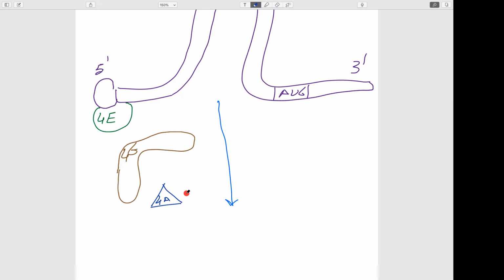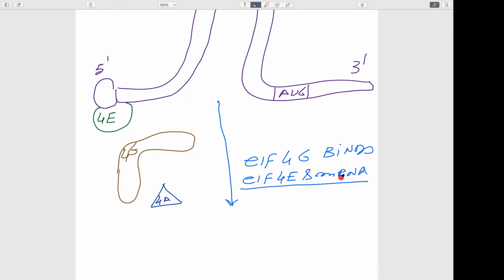Here, let us see what is happening. Binding of EIF4G: EIF4G binds where? It binds EIF4E and messenger RNA. That is the one type of binding. The second aspect is that another factor binds, that is EIF4A. EIF4A binds EIF4G and messenger RNA.